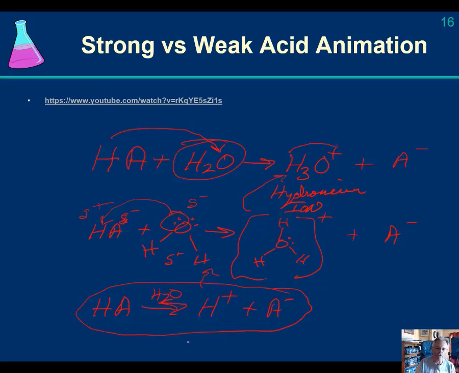And they all represent the same thing. When we do it this way, we'll just call this the hydrogen ion. But remember that when we say hydrogen ion, what we really mean in water is the hydronium ion. So that's a hydrated hydrogen ion. We call it either the hydrogen ion or the hydronium ion. When we call it a hydrogen ion, we're just understanding that water is part of the reaction. Okay? All right, so let's take a look at the strong versus weak acid animation.